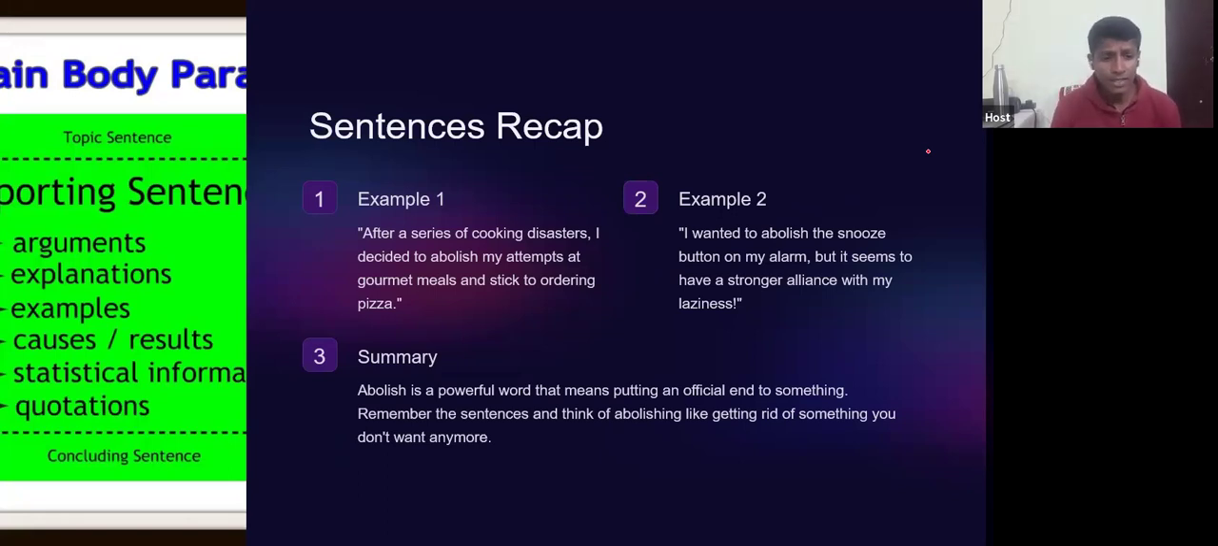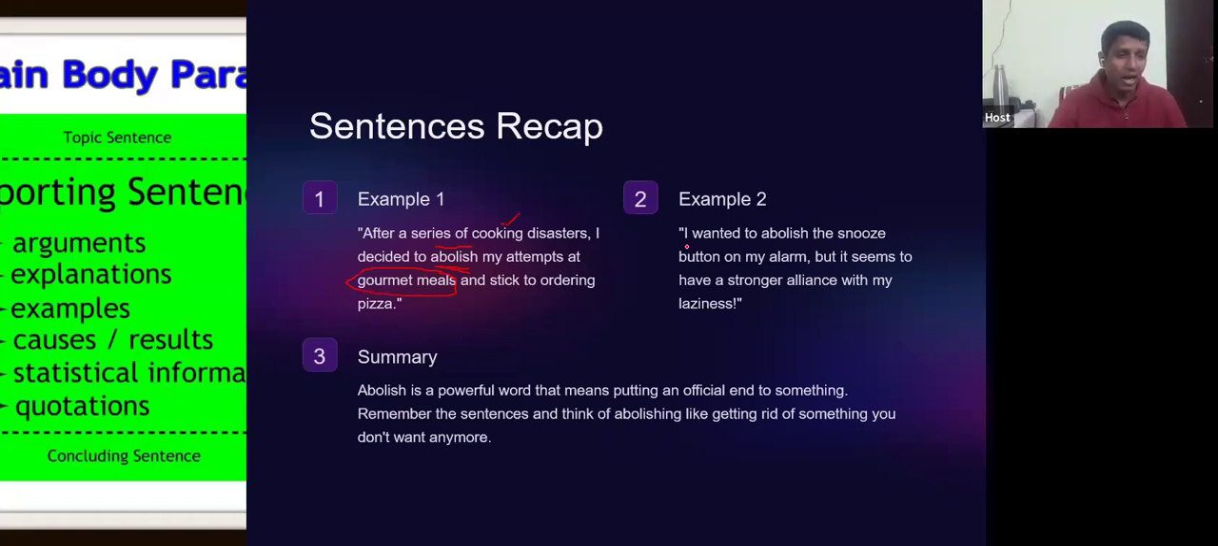Anyways, after a series of cooking disasters, I decided to abolish my attempts at gourmet meals and stick to ordering pizza. Okay. So what did I abolish? I abolished cooking. Something which is very difficult, which has a very difficult process of cooking. Okay. So what did I do? I stick to ordering pizza.